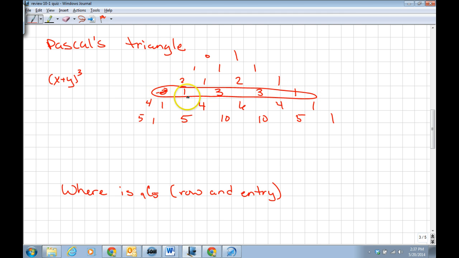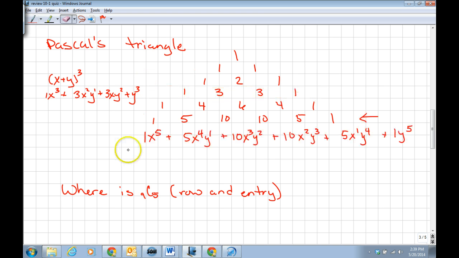So I can write this out as 1x to the third, there's no y there, plus 3x squared y to the first, plus 3xy squared, plus y to the third. Oh, I get that.